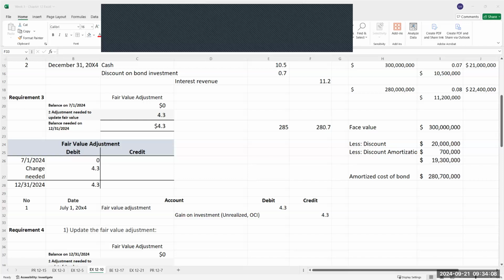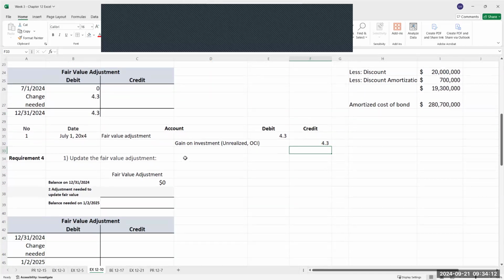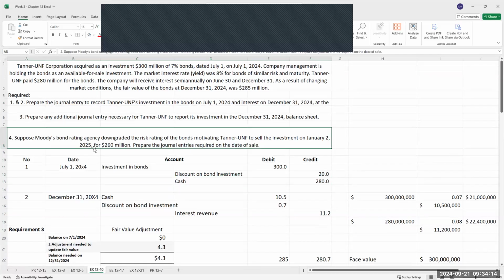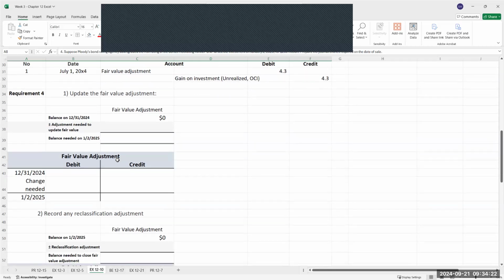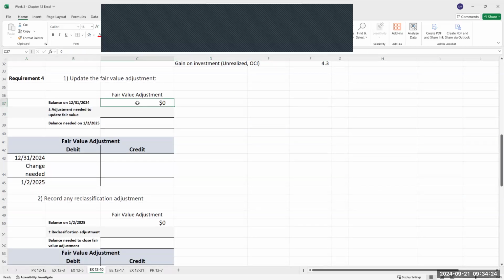So now this brings us to the next part of the question. We just completed requirement 3. Now we have to move on to requirement 4. And it says, suppose Moody's bond rating downgraded the risk and they had to sell the investment on January 2nd for $260 million. It wants us to record the journal entry. So we know that the balance in this account was $4.3 million.